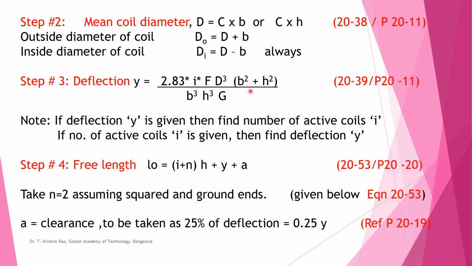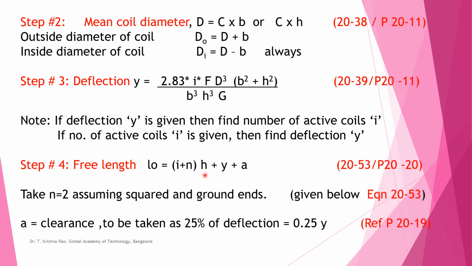y equals 2.83 IF d cube (b square plus h square) by b cube h cube g. This is a different equation for rectangular cross section. If y is given, we find I. If I is given, we find y, like what we have done in the earlier cases. Then after knowing the I value, we find out the free length, the height of the spring free from the load, called free length.